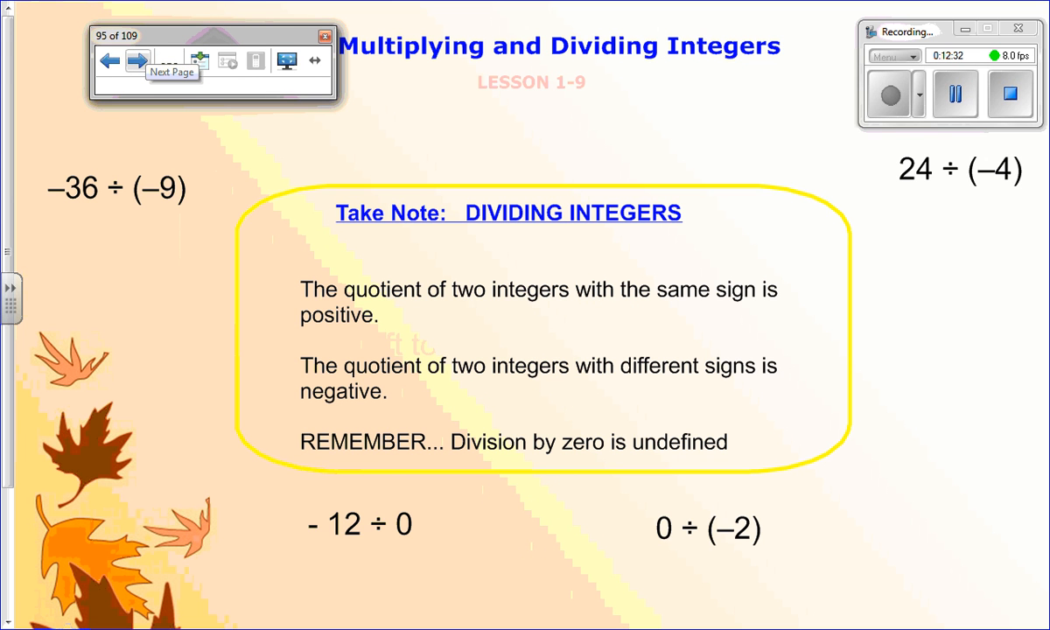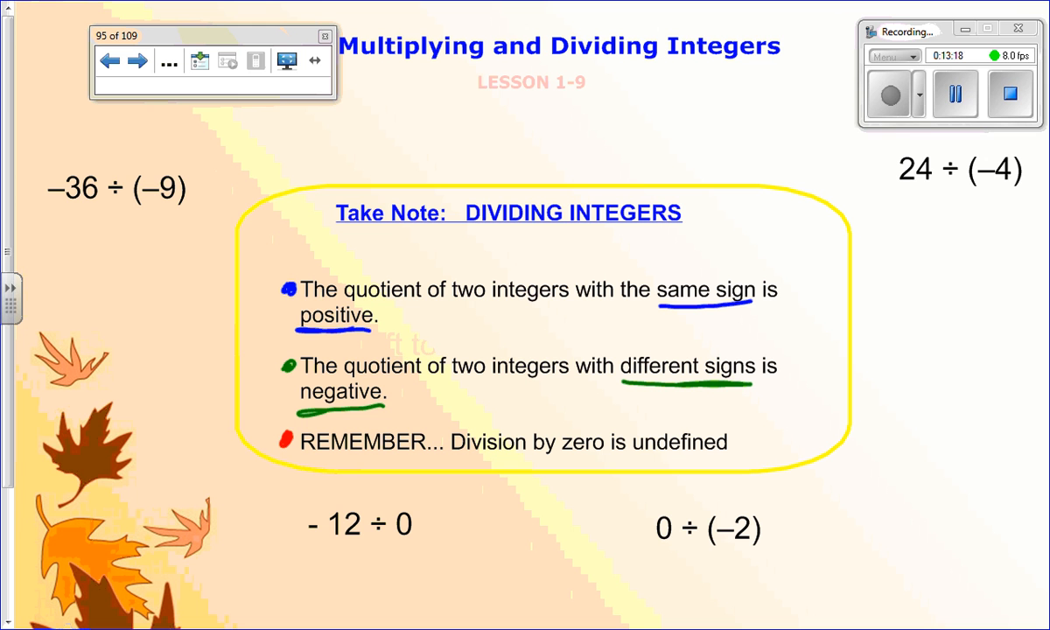All right, now we're going to take a look at dividing integers. And what is really nice about this is that it's the same rules. That the quotient, so when you divide something, that means that answer, if they have the same sign is positive. So if there's 2 positive numbers or 2 negative numbers that you're dividing, you're going to get a positive quotient. All right, the next one that I'm going to do in green here, the quotient of 2 integers with different signs is negative. Again, that's just like the multiplying one. If you have a positive and a negative number, you're going to get a negative answer here when you multiply or divide.